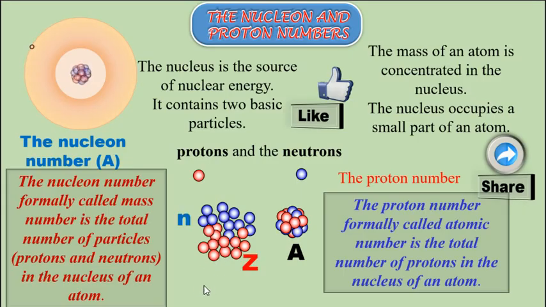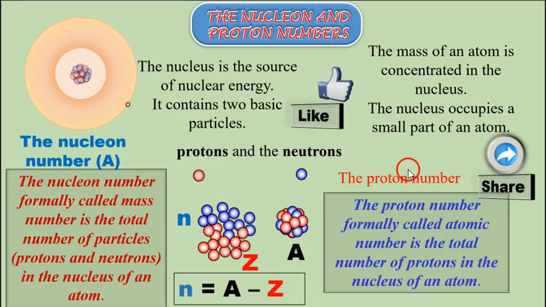So therefore, the number of neutrons you have inside an atom will be the total number in the nucleus, or the nucleon number A, minus the number of protons. So that will give us that. Please, this formula is very important. Always remember that. That's the number of neutrons you can find in the nucleus. This is very important in our dealing with nuclear energy.